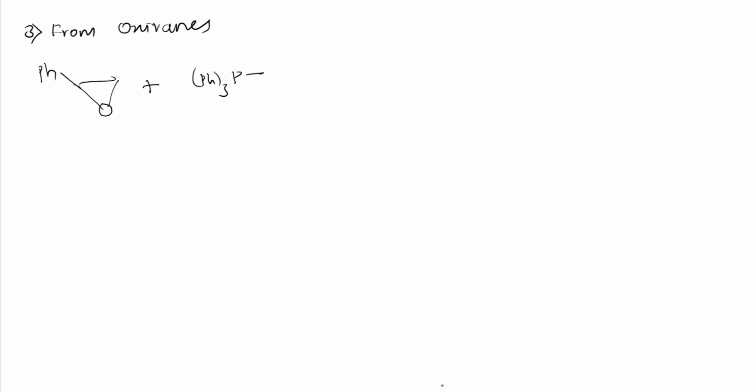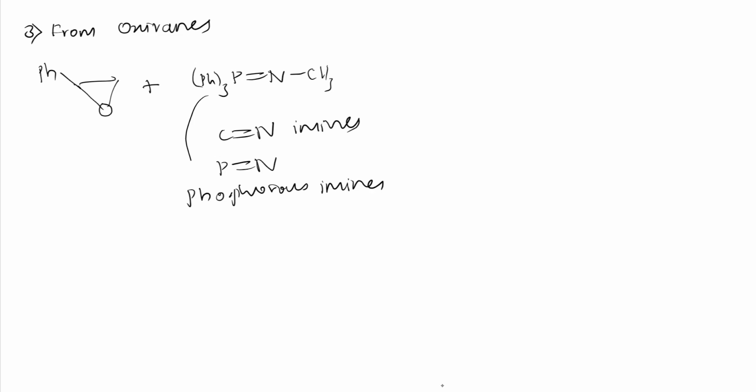P double bond N CH3. We know that C double bond N means we call them imines. Right. Similarly, P double bond N is there. This is also called an imine, but we call it a phosphorus imine. This is nothing but a phosphorus imine. And the reaction goes at 140 degrees. We need to make it vacuum, no solvent, inert.